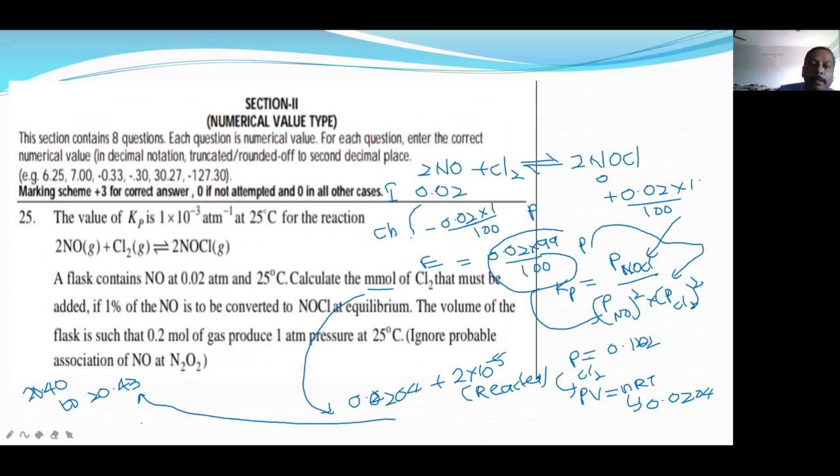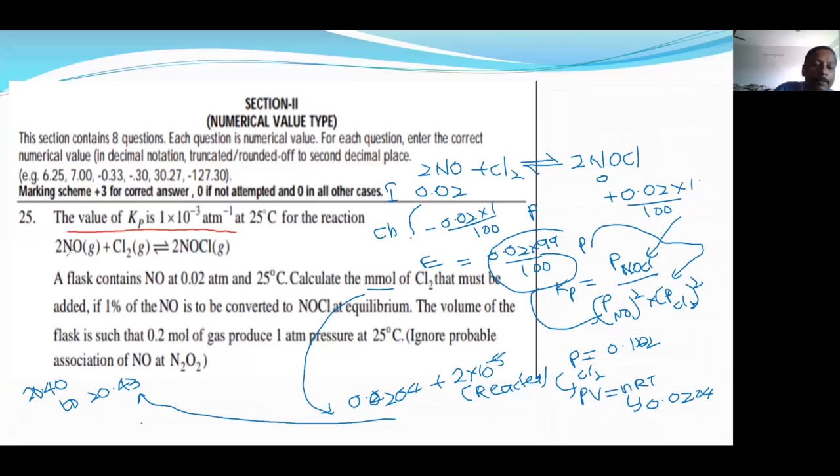Next, numerical type. We have switched from section 1 to section 2, where you will be discussing the integer type questions. These are lengthy questions, so have patience.